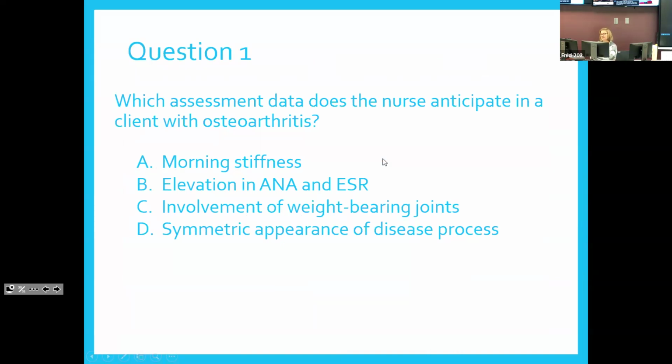So question 1, which assessment data does the nurse anticipate in a client with osteoarthritis? Morning stiffness, elevation in ANA and SED rate, involvement of weight-bearing joints, and systemic appearance of disease process. What do we think? C, good job. Yep, all the other things go along with rheumatoid arthritis.